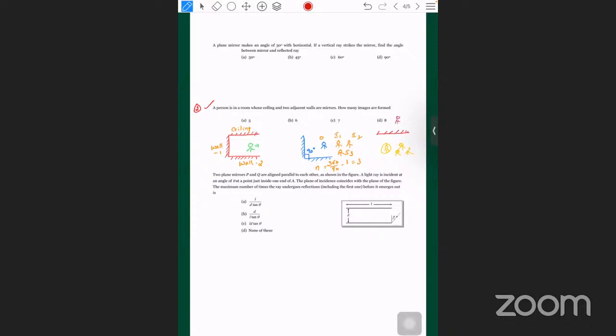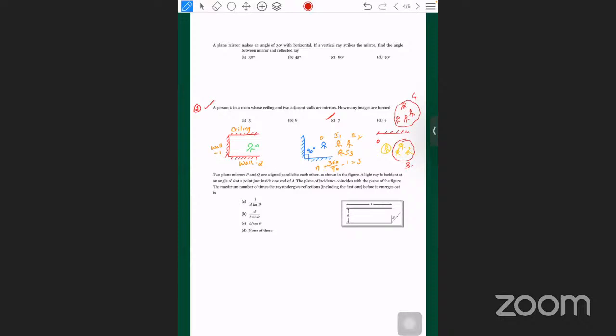So how many images will be there? Sir, 4 images. Yeah, 4 images will be there. So this is the real object, right? Yes, sir. These 3 are the images actually, and these 4 are the images. So all put together, if I put all the 3 mirrors together, how many images you got? Sir, 7, sir. Very good.